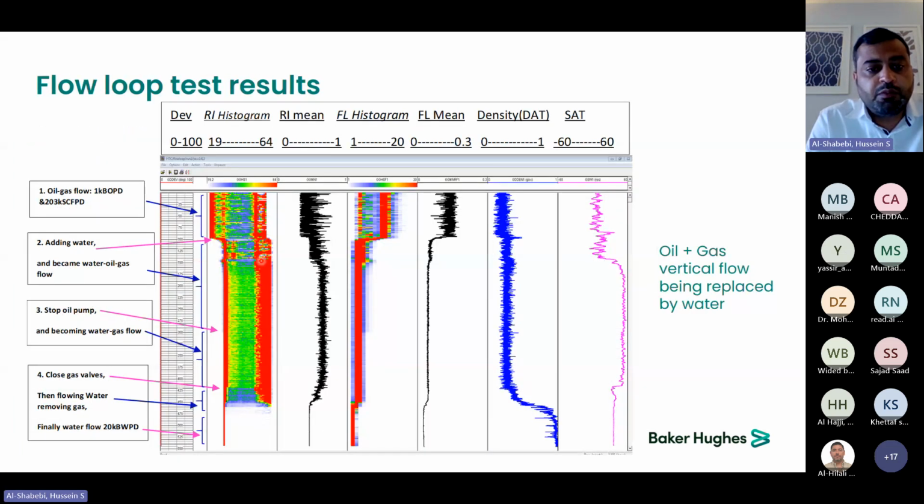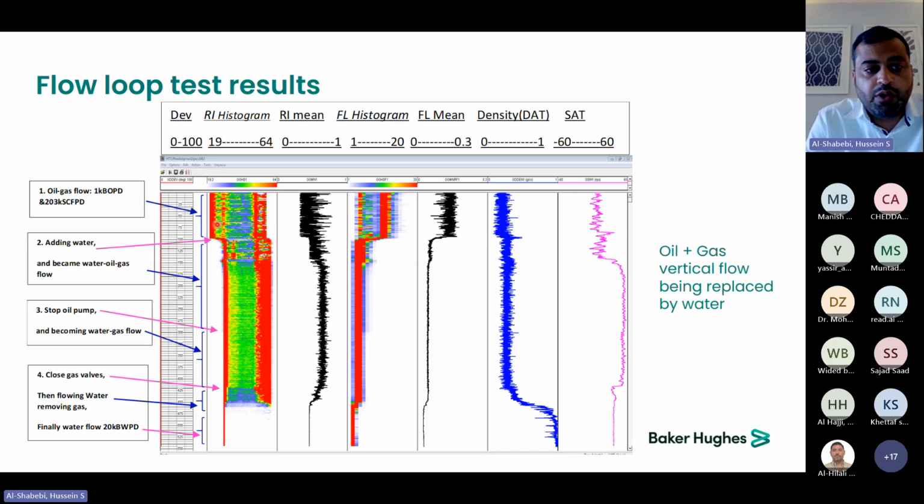This is an example from the flow loop of the GoWatt. In this track, we have the refractive index response and the mean average. In this track, we have the fluorescence histogram and the average. In this one is the piezo helm resonator density, and this is the spinner's response.